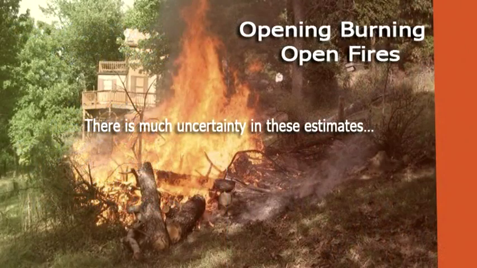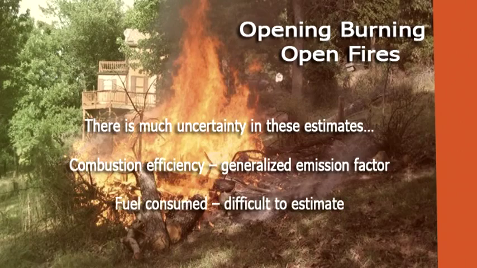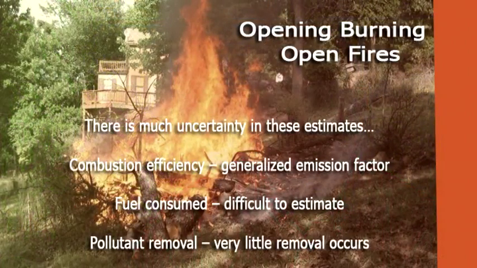There is much uncertainty in open burning and open fire emission estimates. Combustion efficiency is not known for any given fire of these types, so we rely on generalized emission factors. Fuel consumption is also very difficult to estimate. For example, how much leaf burning occurs relative to curbside pickup or composting in any given county? How many people burn trash in their backyards? Pollutant removal is easy since very little removal occurs.